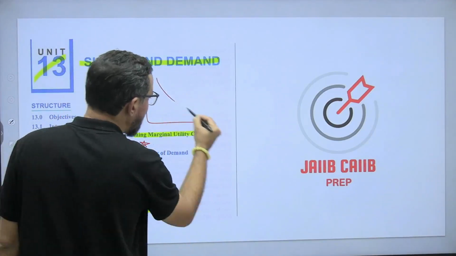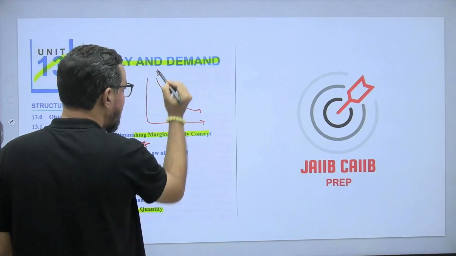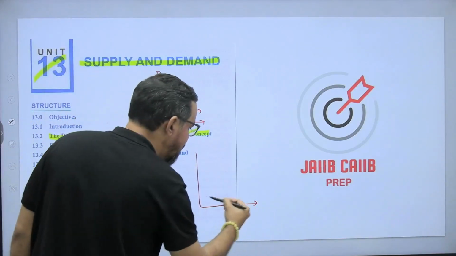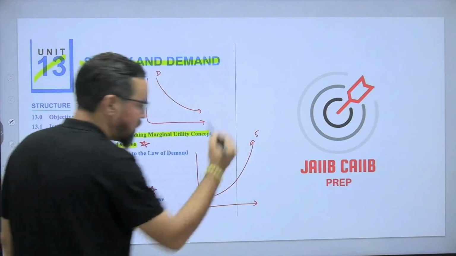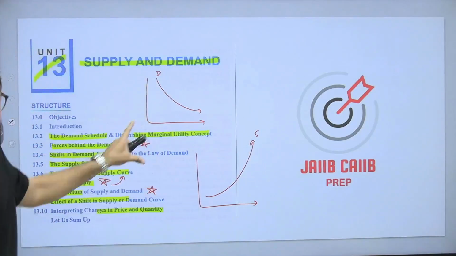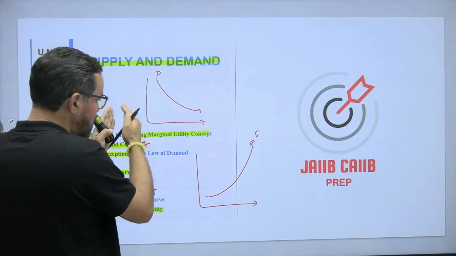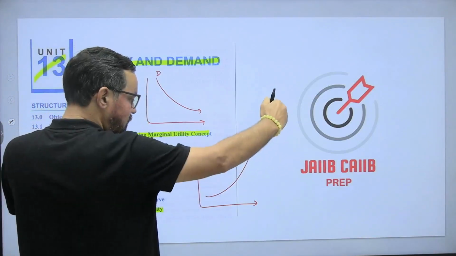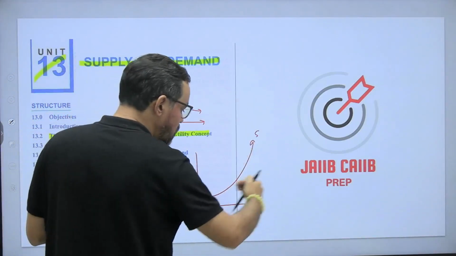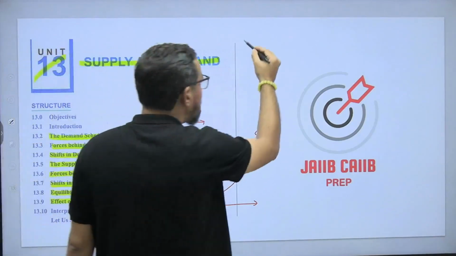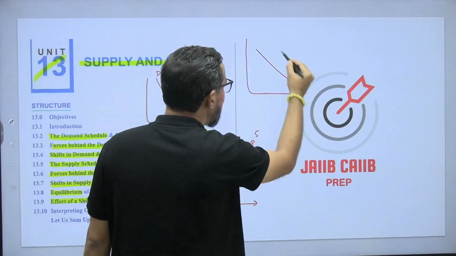So the demand curve generally slopes like this, right? And the supply curve generally moves in this particular direction, right? So these are the basic charts. What are the reasons by which the demand curve slopes in this direction, and what are the reasons the supply curve moves in this particular direction? The equilibrium is basically where demand and supply meet.